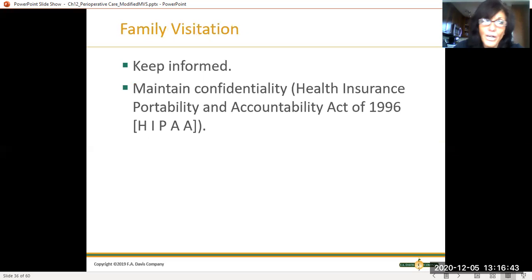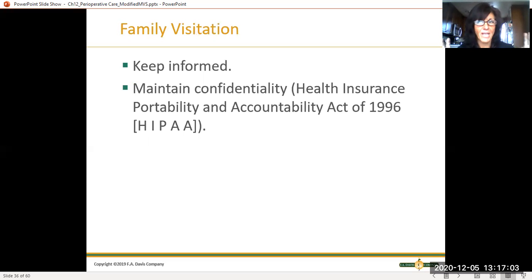Family visitation, the family has a right to be informed. But in this day and age, there's typically one family spokesperson, whoever the next of kin is. If the patient has a medical power of attorney, healthcare surrogate, that's the one you talk to. If they do not, the next of kin.